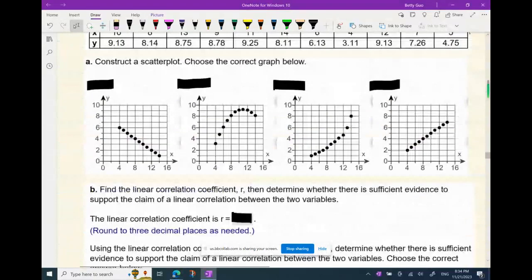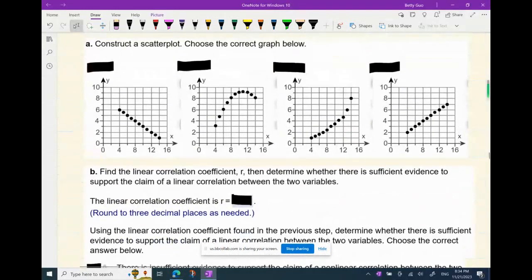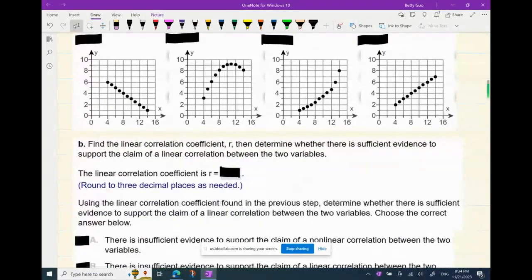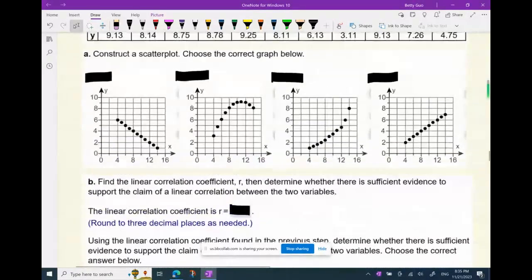Well, I would say the pattern is not linear. But since we're required to find the value for R, we would have to do that, right? We need to find the value for R and then determine if there is sufficient evidence to support the claim of a linear correlation between the two variables. So how do we find the R?